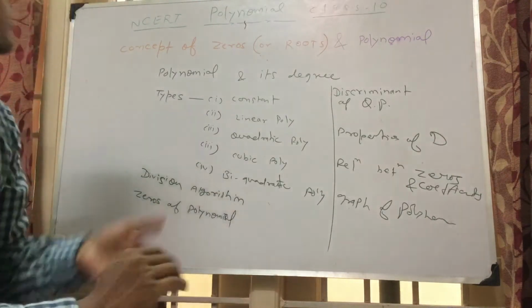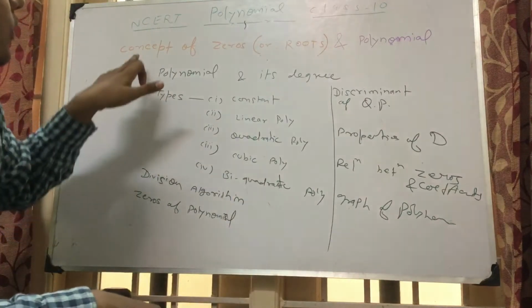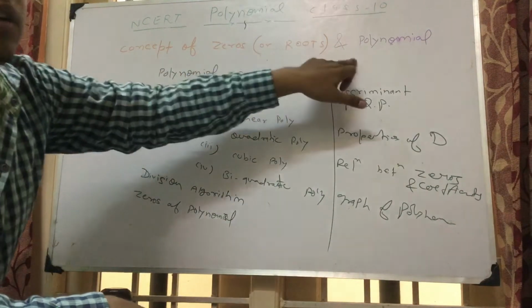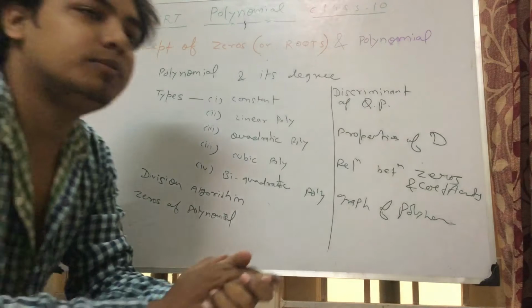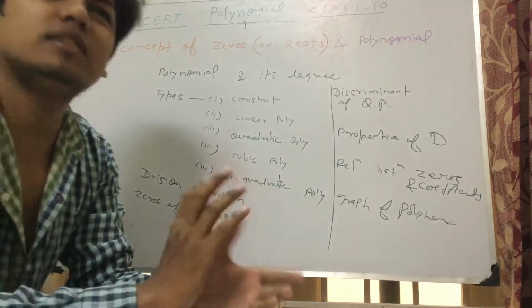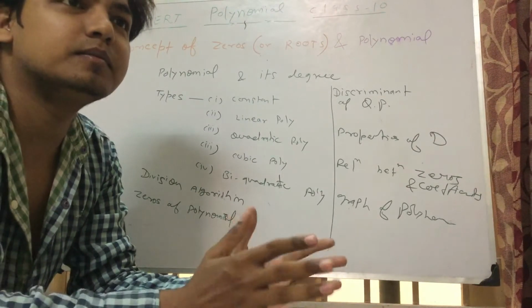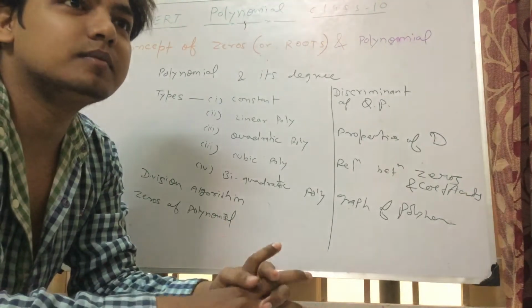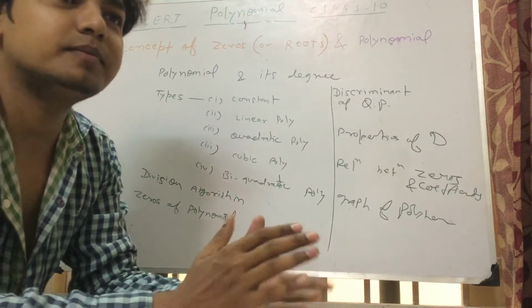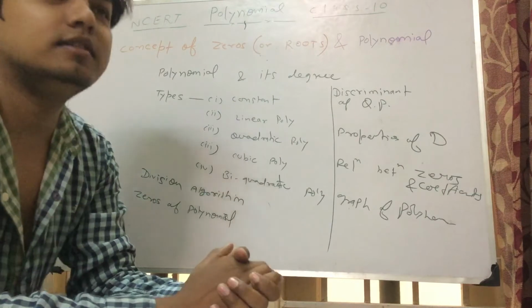Okay, so this is class 10th polynomial chapter, second chapter from NCERT, and here we are going to discuss the concept of zeros for the polynomial. So you must have a proper idea about polynomial and its zeros. Do you have some idea about polynomial? Any idea about polynomial? It has degree, it has variable and constant.